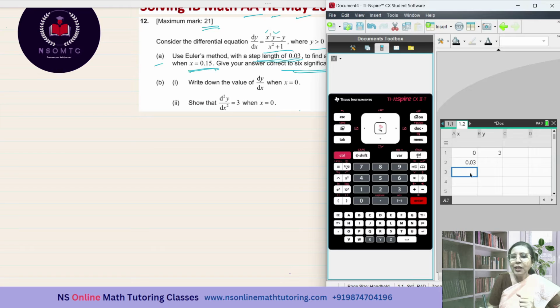And the A3 cell has got highlighted. Again, of course, I will be calculating the x value for this A3 cell. That will be the current value of x. And for this, which one will be the previous value of x? The A2 cell's value, that is 0.03.